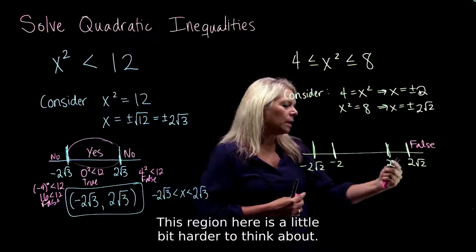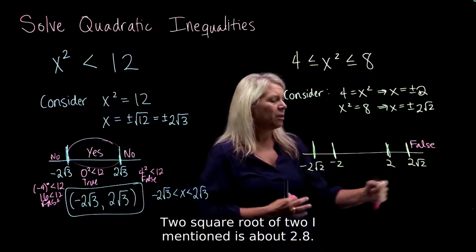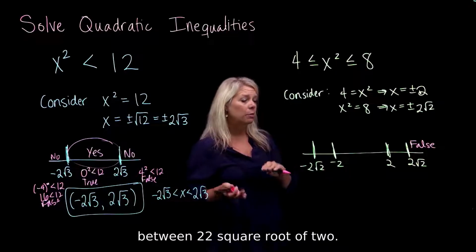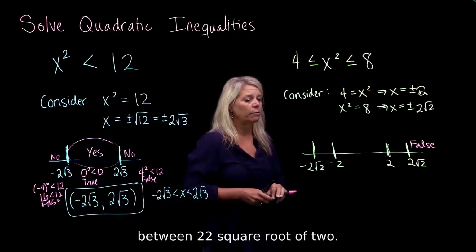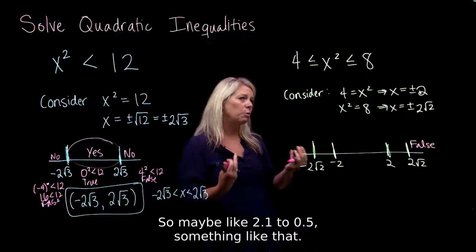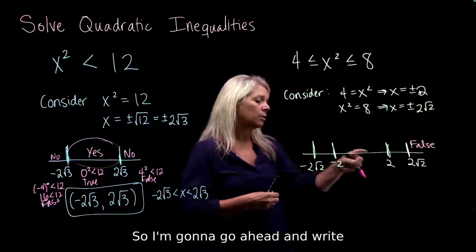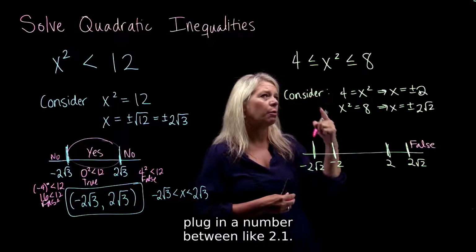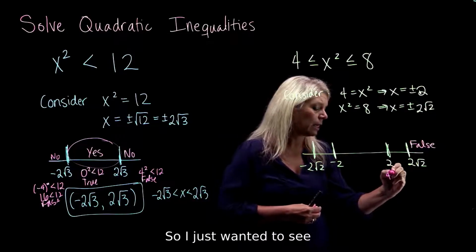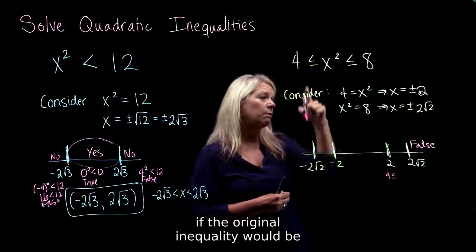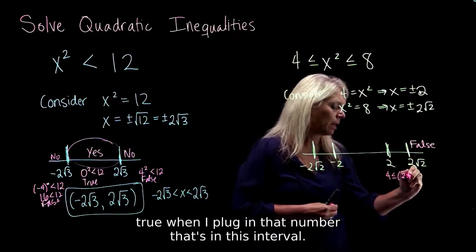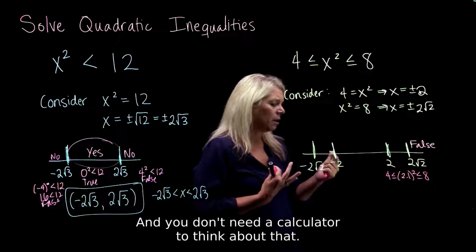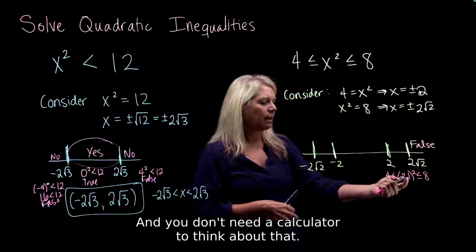This region here is a little bit harder to think about. 2 square root of 2, I mentioned, is about 2.8. So I need to think about a number that is between 2 and 2 square root of 2. So maybe like 2.1, 2.5, something like that. So I'm going to go ahead and write some stuff down here when I plug in a number between, like 2.1. So I just want to see if the original inequality would be true when I plug in that number that's in this interval. And you don't need a calculator to think about that, right?